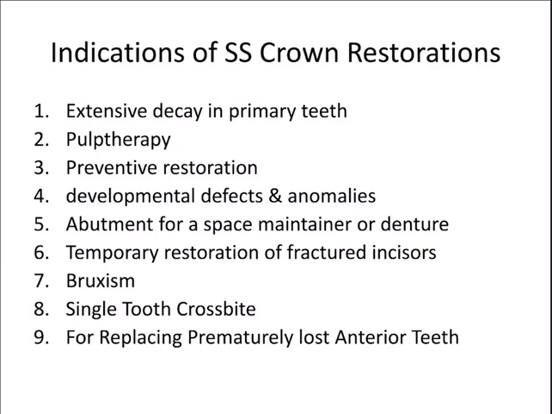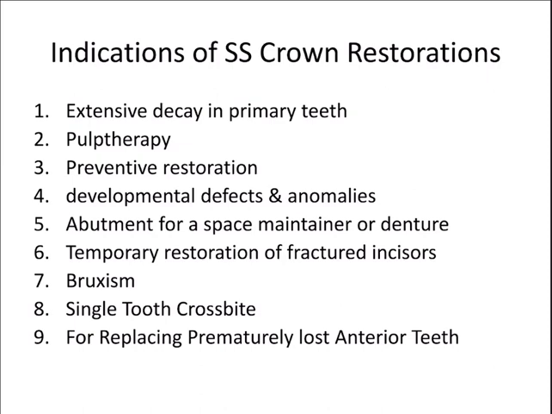Following pulp therapy, as a preventive restoration. If you are anticipating some kind of future caries and there is a proximal lesion, you can use it as a preventive restoration. In developmental defects and anomalies like enamel hypoplasia, then amelogenesis imperfecta, the quality of the enamel and dentin is affected. In such situations, you can give a stainless steel crown.